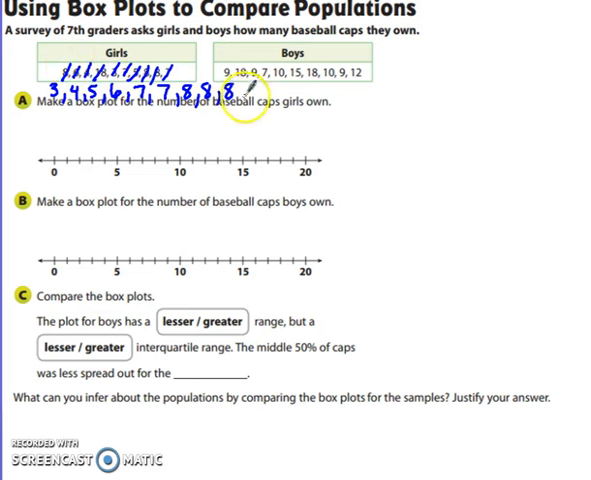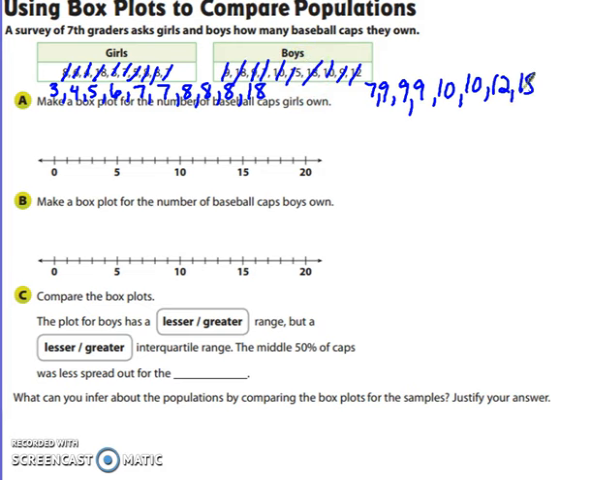And lastly, we have an 18. Okay, so that's for the girls. Now we're going to do the boys. With the boys, the smallest number was 7. The next number was 9. And then followed by 10. We had 2 10s. Then 12, then 15. And 2 18s.